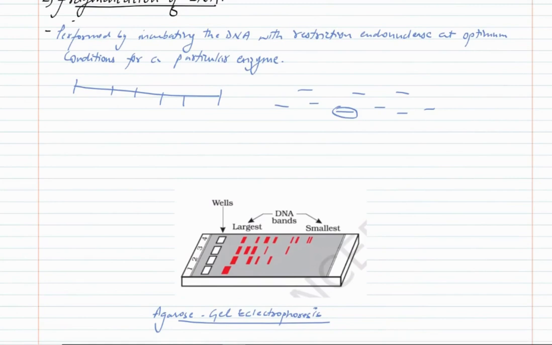In agarose gel electrophoresis, we take a plate made up of agarose gel and make some depressions, which are known as wells. We will add all our DNA fragments into these wells and pass an electrical current. This will be the negative electrode, and this will be the positive electrode. DNA molecules are negatively charged particles, so they will move towards the positive electrode.